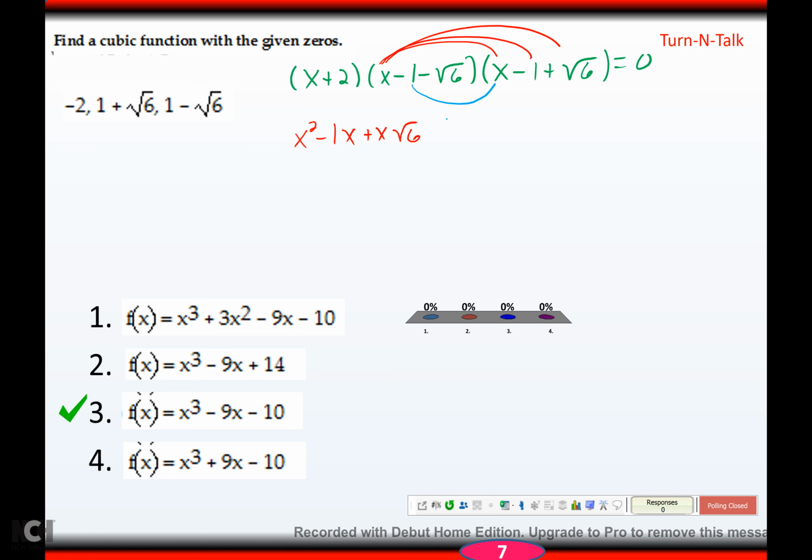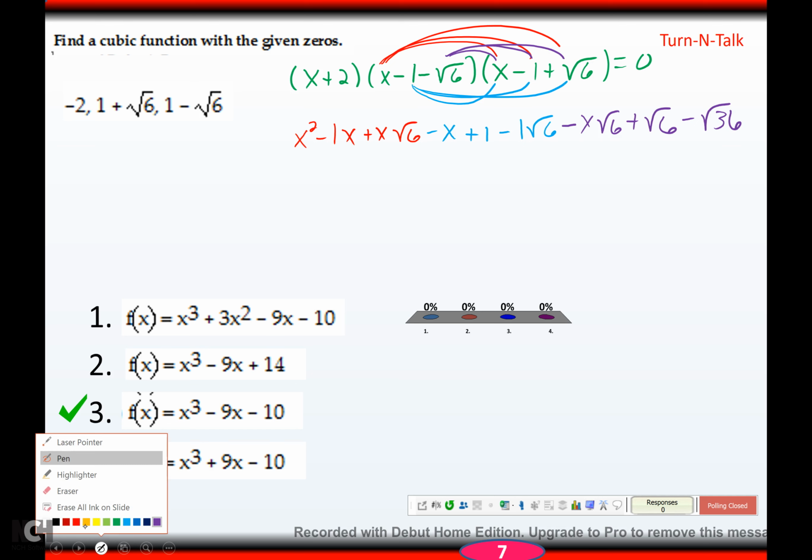Negative 1 times x is negative x. Negative 1 times negative 1 is positive 1. Negative 1 times the square root of 6 is negative 1 square root of 6. Finally, a negative square root of 6 times x is negative x square root of 6. Negative square root of 6 times negative 1 is positive square root of 6. Negative square root of 6 times positive square root of 6 is negative square root of 36.